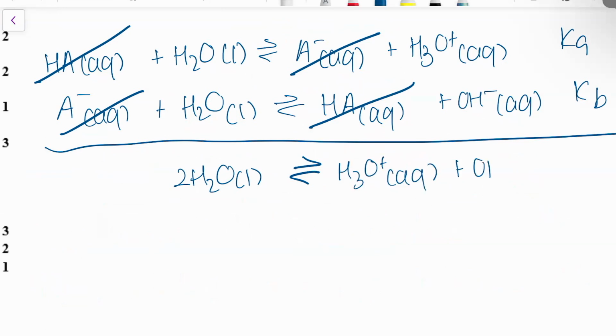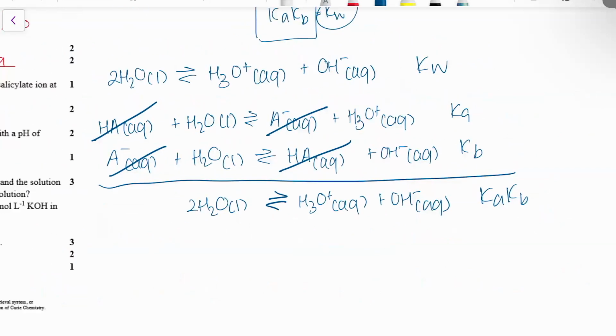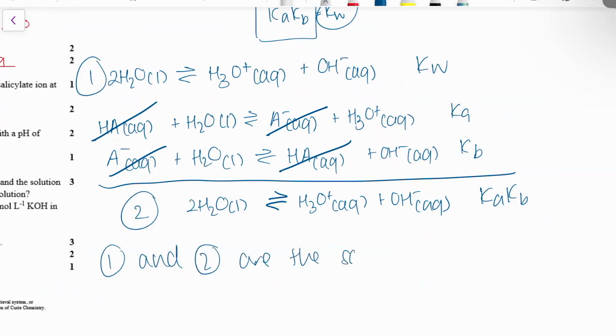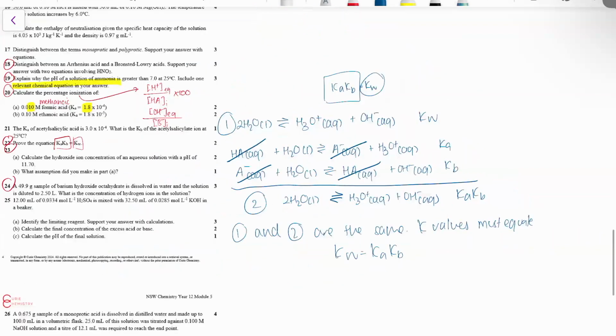So when you add equations together, the K value of this is going to be KaKb. And then I realize this equation and the Kw equation are the same. So therefore the K values must equate because it's the same equation. And that's how you get Kw is equal to KaKb. Any questions?